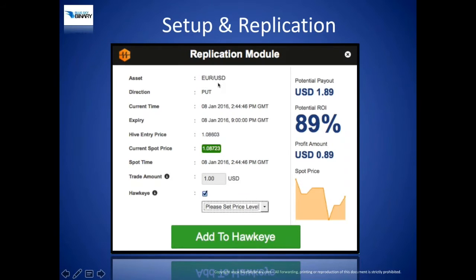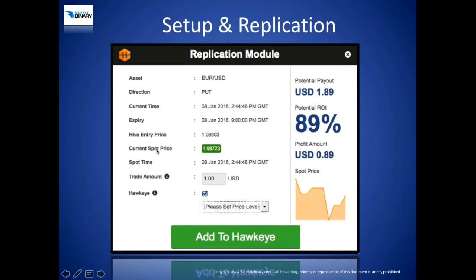And the asset is Euro US dollar, the direction is put, and you have the current time, you also have the pre-selected expiry, okay? Now the important thing to note is that you have the Hive entry price. This is the entry price that you have seen on Signal Hive.